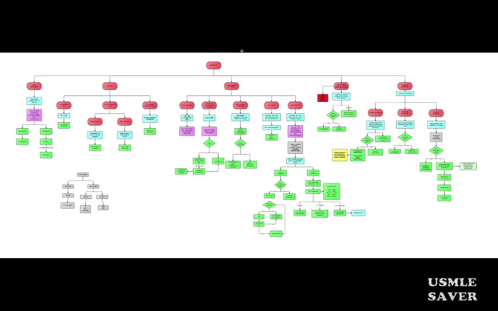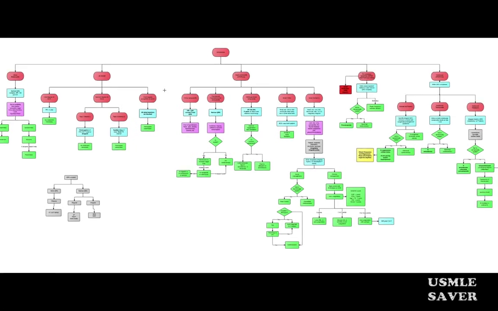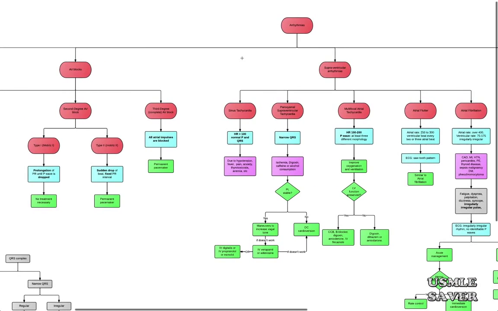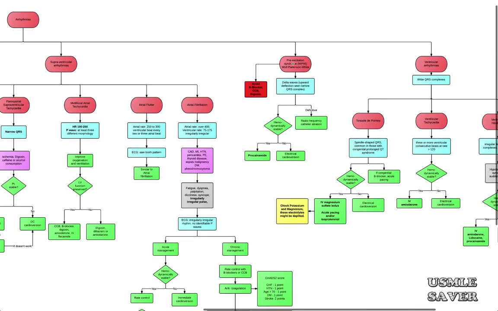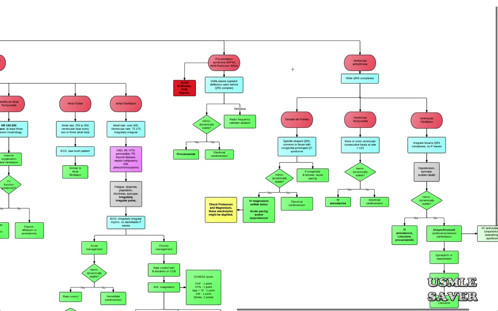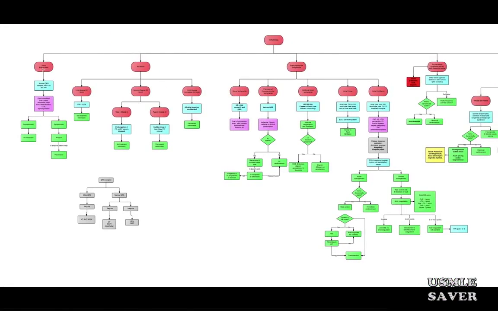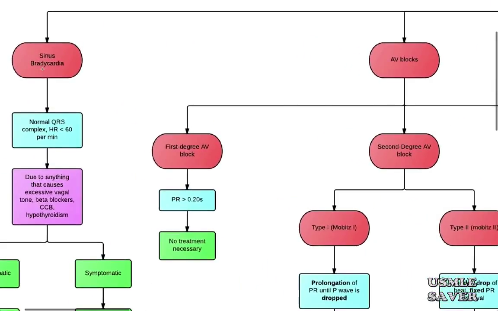Hey guys! So in this section we will go over different types of arrhythmias. First I broke them down into 5 categories, which are sinus bradycardia, AV blocks, supraventricular arrhythmias, pre-excitation syndrome or Wolff-Parkinson-White syndrome, and ventricular arrhythmias. Alright, so let's start with sinus bradycardia.